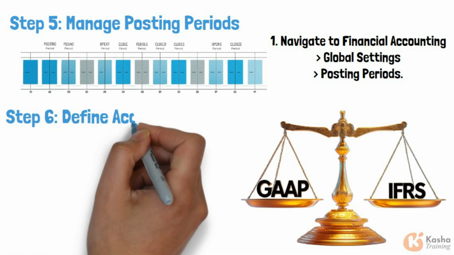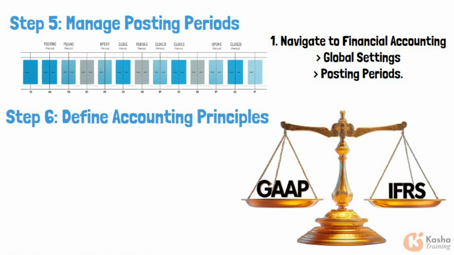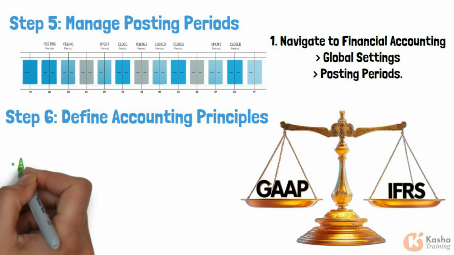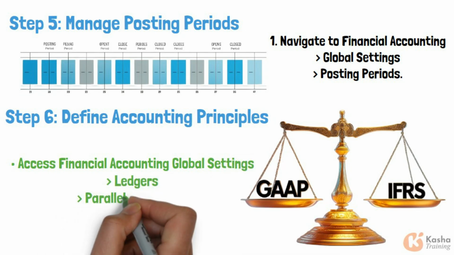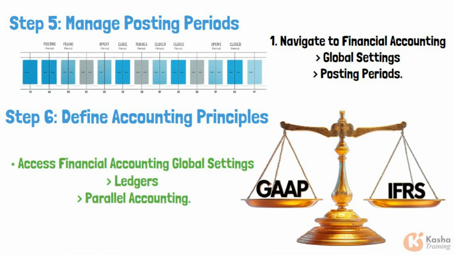Step 6. Define Accounting Principles. Accounting principles ensure that your financial data aligns with regulatory requirements. Access Financial Accounting, Global Settings, Ledgers, Parallel Accounting. Assign accounting principles to each ledger group as needed.